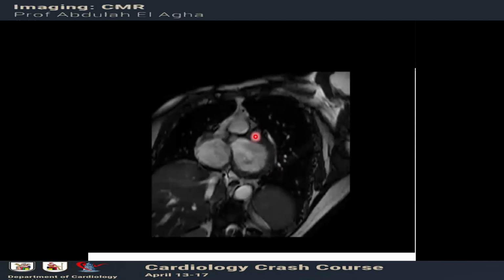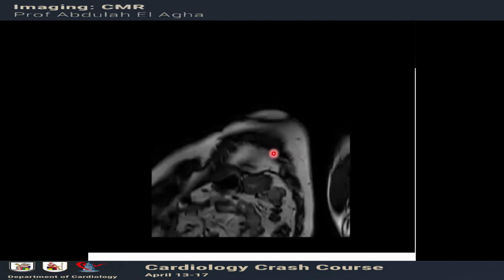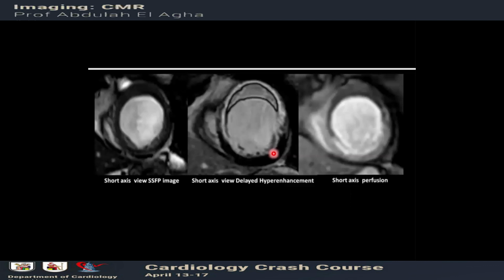And as you see here also, it has preserved thickness. So this is strange. And now we'll do the tissue characterization. We'll inject the gadolinium. This is the perfusion, or called first pass perfusion. And this is the late gadolinium. And this is the CINE. Look what happened when we inject the gadolinium.